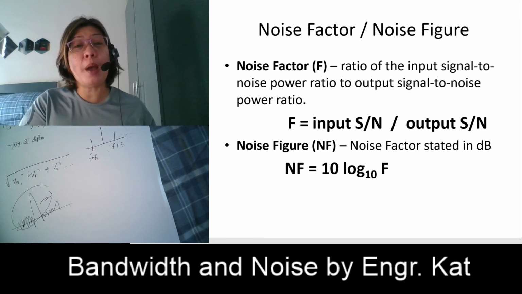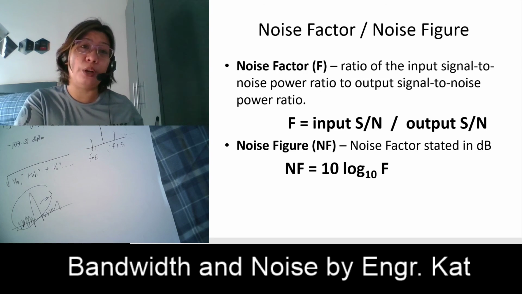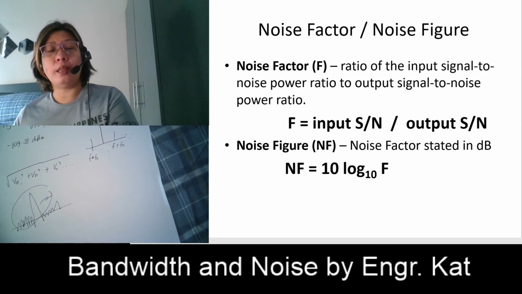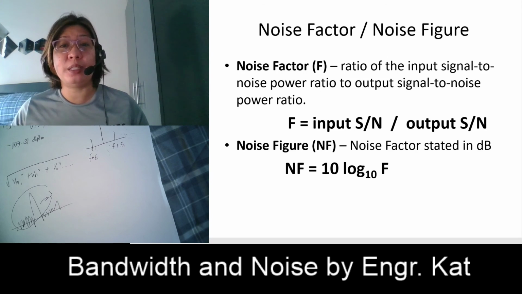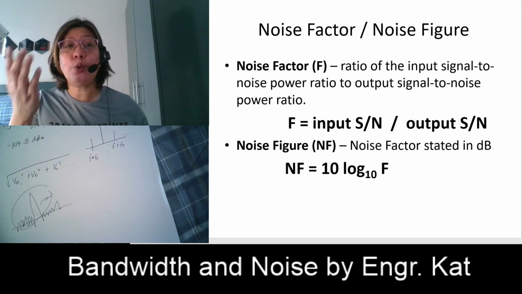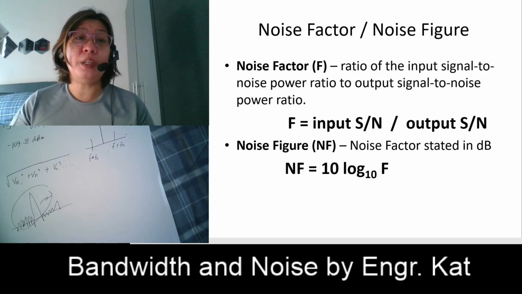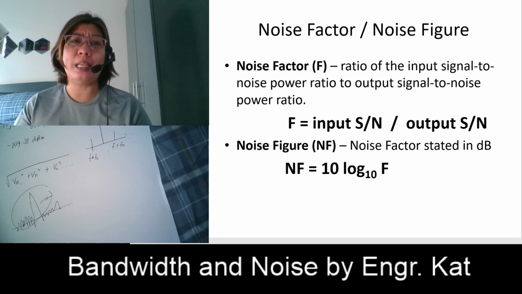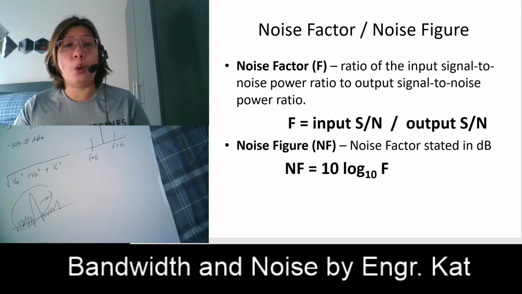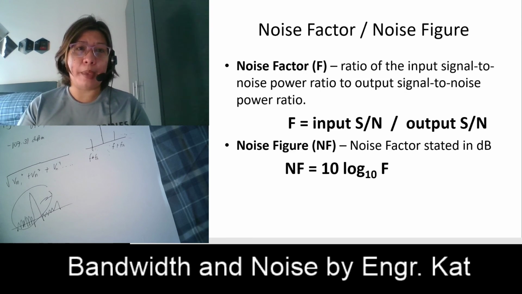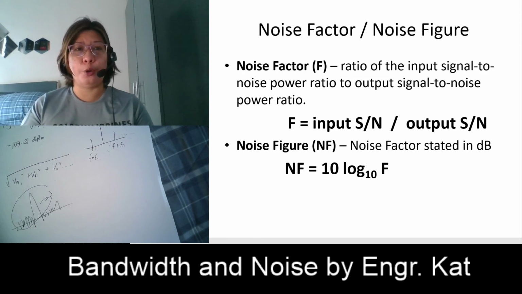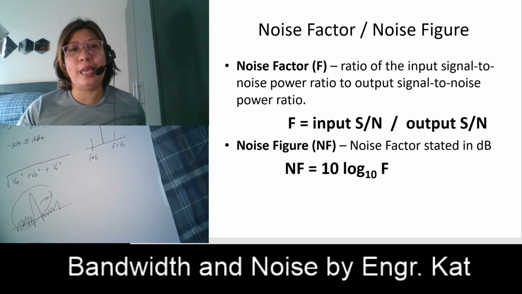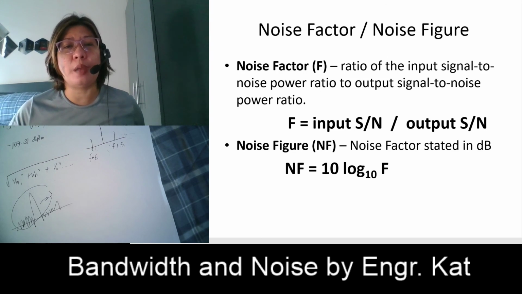Okay, so the input power, the output power, and the noise power at the transmitter, and then the input power, the output power, and the noise power at the receiver side. This is also an absolute power ratio, so therefore it is unitless. But if we want to express this in decibels, we now call it noise figure. So, noise factor expressed in decibels is what we call noise figure, and that is 10 logarithm of F.